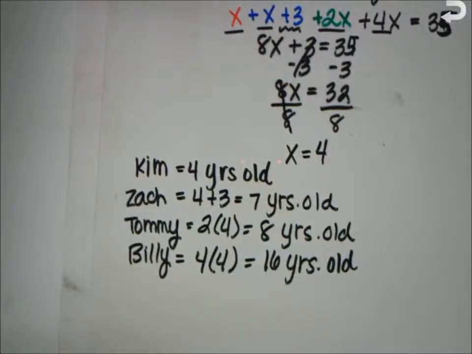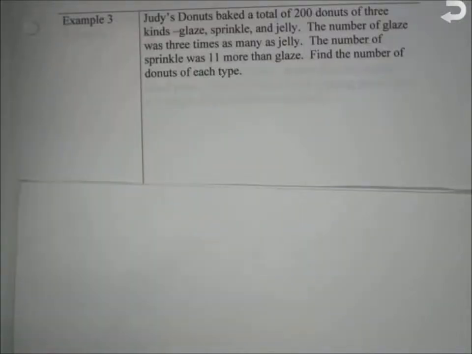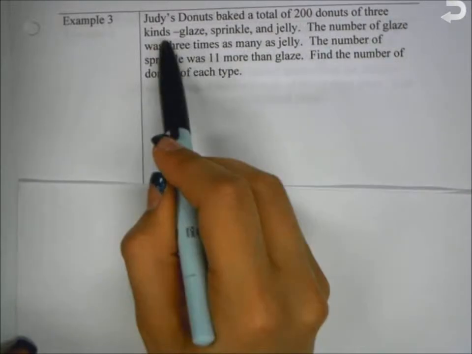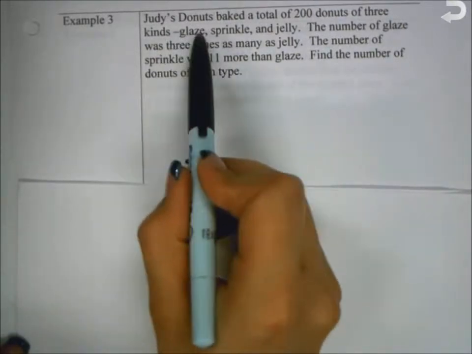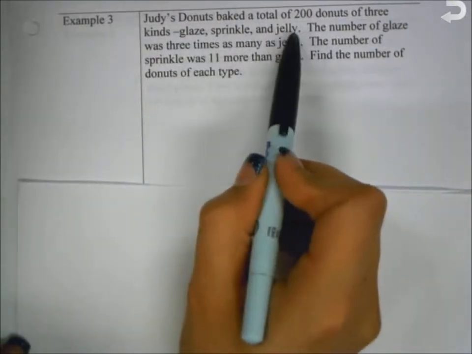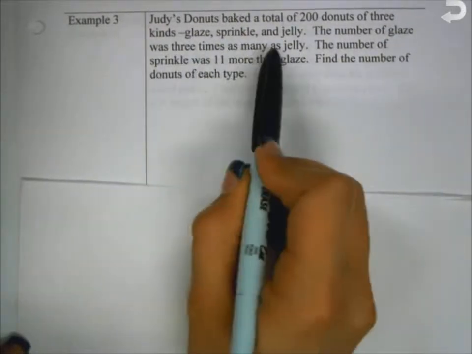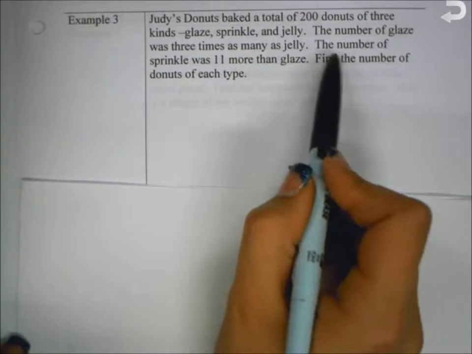This time we're working with donuts. Judy's Donuts baked a total of 200 donuts of 3 different kinds: glaze, sprinkle, and jelly. The number of glaze was 3 times as many as jelly. The number of sprinkle was 11 more than glaze. Find the number of donuts of each type.